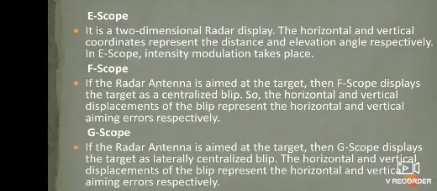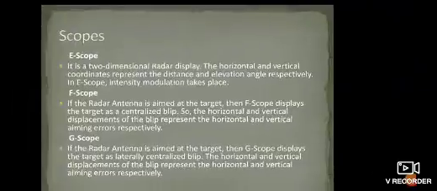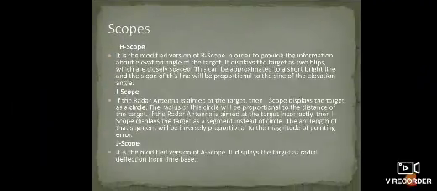And the G scope is also aimed at the target only, and the centralized beam is seen as in the F scope type, with displacement of the blip. In the F scope, whenever the bleep represents the horizontal and vertical, that shows the error. But in our G scope, the displacement of the bleep represents the error. That is the main intention of the G scope. And the next one is the H scope.